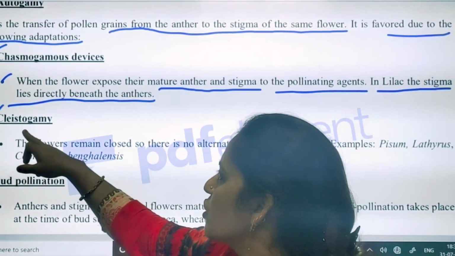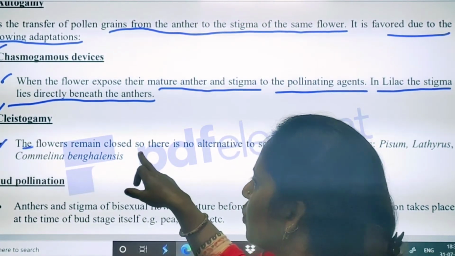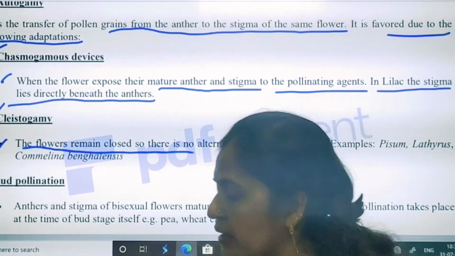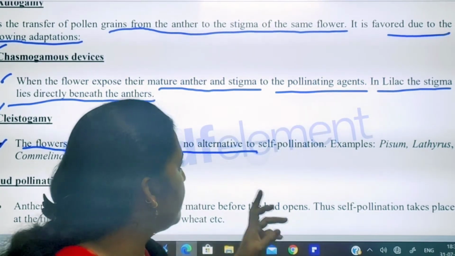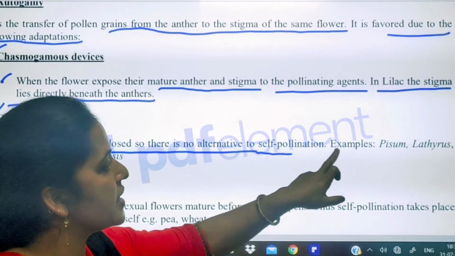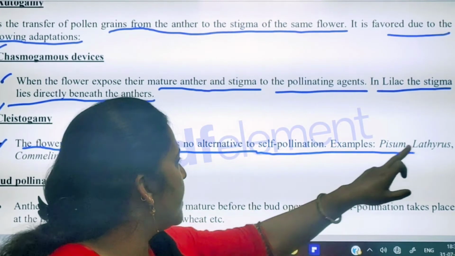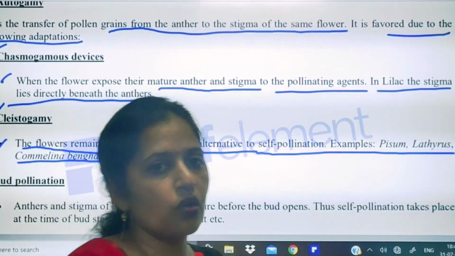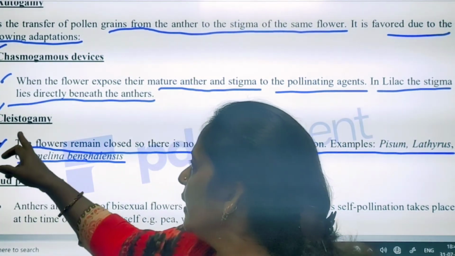Next is cleistogamy. The flowers remain closed. So there is no alternative to self-pollination. Examples: Pea, Lathyrus, and Commelina benghalensis. These are common examples of cleistogamy.